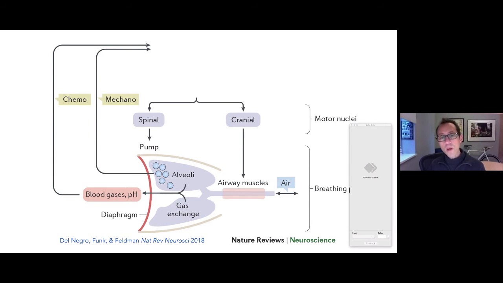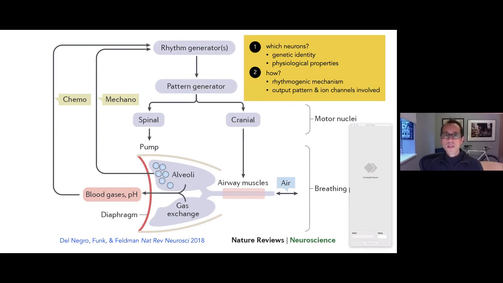And then if we follow this link one higher, we can get to the circuits that generate the fundamental rhythm and the pattern for breathing movements. And that's the place that we are going to start for today, understanding the rhythm and pattern generating circuits of the brainstem. And we're going to try and answer 2 questions. Number one, which neurons generate the rhythm and the pattern, and how do they do it? With regard to which neurons, we're going to try and identify them genetically and physiologically. And when we address how, we're going to look at rhythmogenic mechanisms at the cellular network level, as well as how the output pattern is produced by specific classes of ion channels.